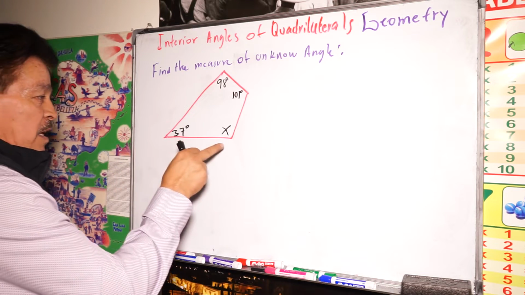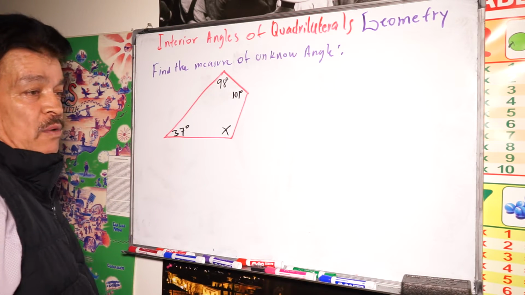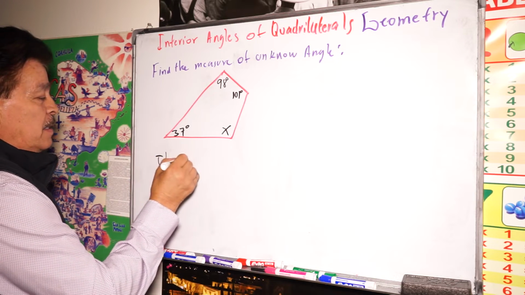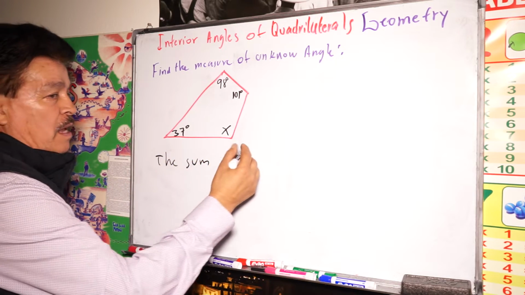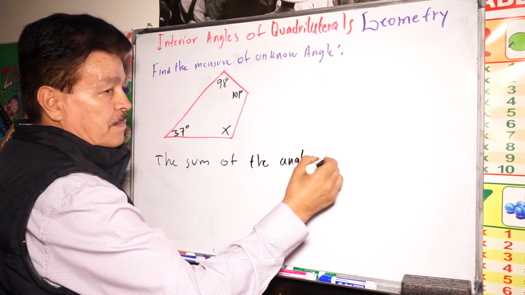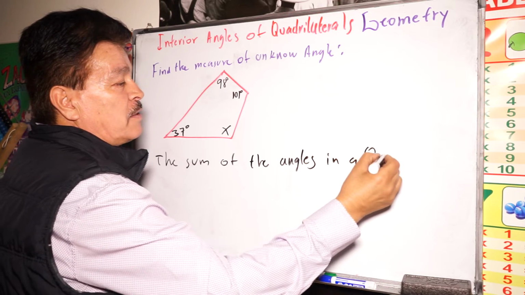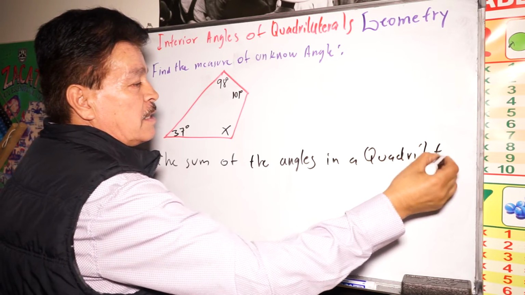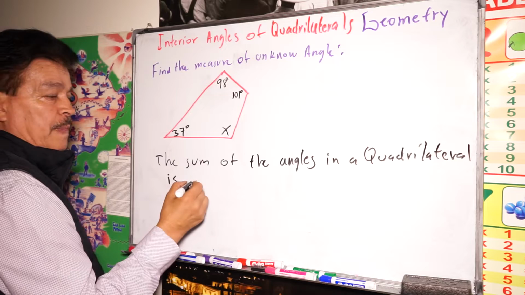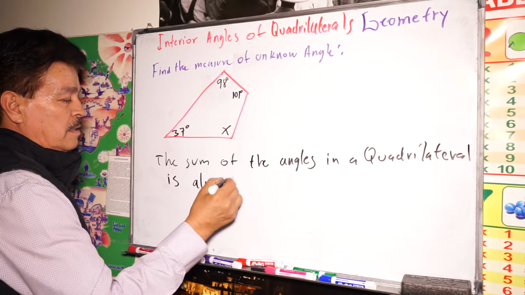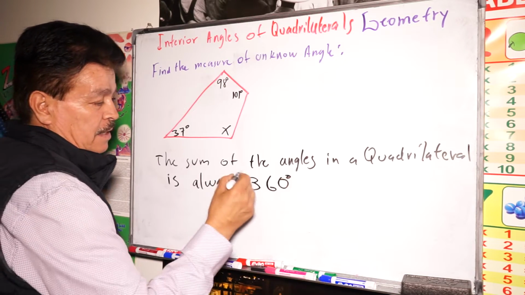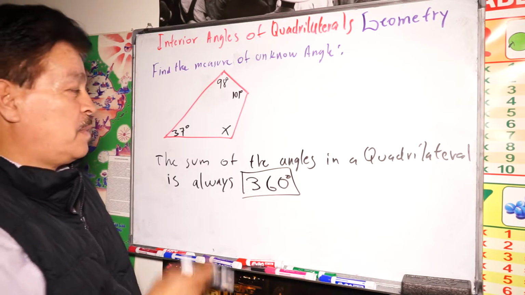Before we find how much x is, we need to remember this rule. The sum of the angles in a quadrilateral is always 360 degrees. Okay, don't forget this number.